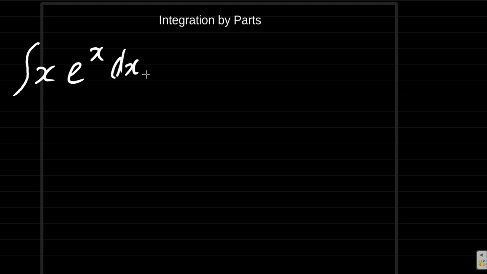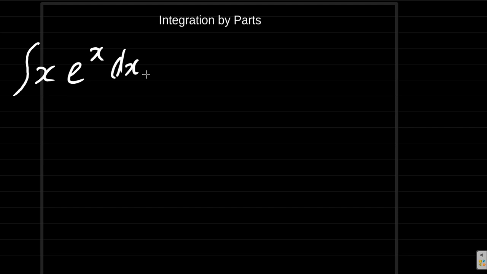When you differentiate e to the x, it doesn't give you something that can cancel out the x. And when you differentiate x, it doesn't give you something that can cancel out e to the x. So you choose another method. What about integration by parts?